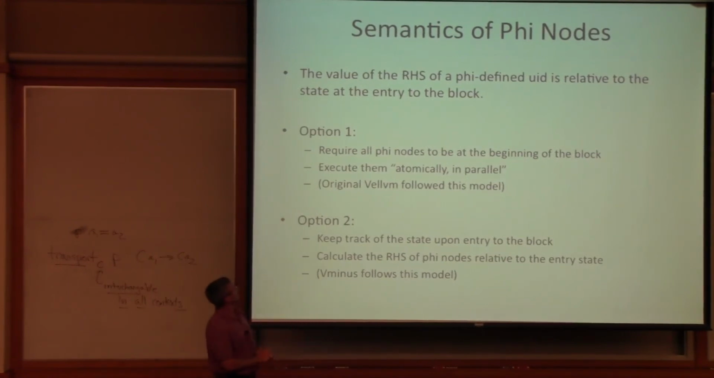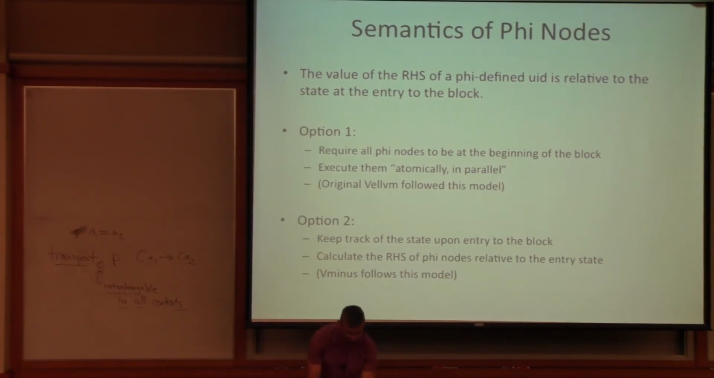These are the two options that I just mentioned. One option is to require that you conceptually put them all at the beginning of the block and execute them atomically. In fact, that's how we originally developed all of our Vellum infrastructure. But I think this second option Dimitri discovered works out nicer for the proofs because you can treat the instructions a little bit more simply. Basically, you just keep track of the state of the local variables that you had when you entered the block, and when you evaluate a phi instruction, you just look there instead of the current state that you're updating as you go through the block.